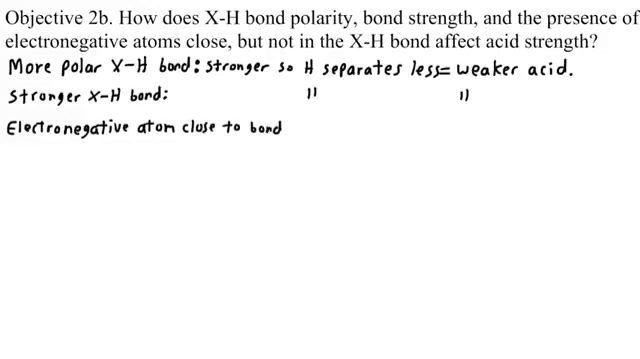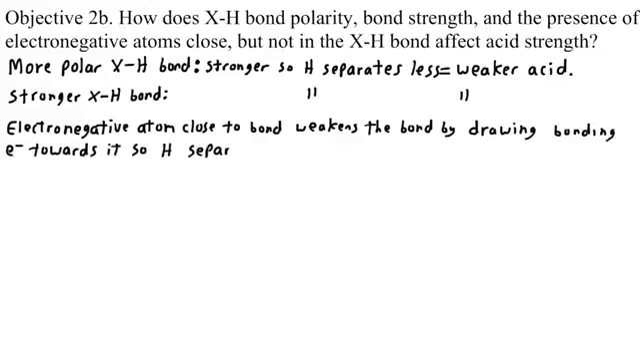And lastly, if you have an electronegative atom close to the bond, it weakens the bond because then the electrons that are bonding the hydrogen aren't evened out in the middle of the bond. They're not most stable. They get drawn a little bit towards the electronegative atom. So the hydrogen then separates more. That makes it a stronger acid.